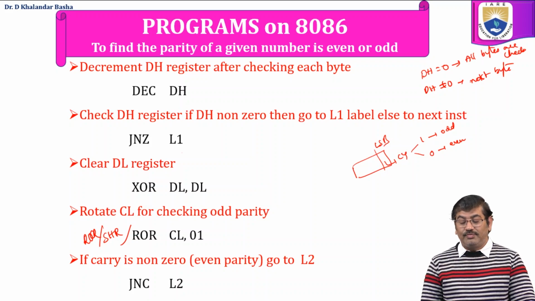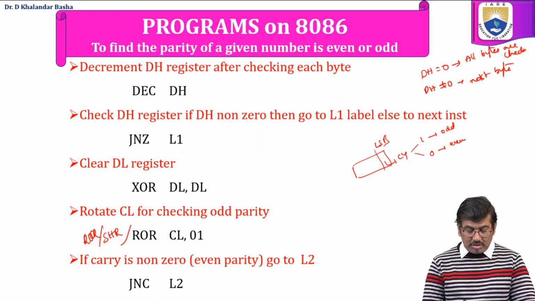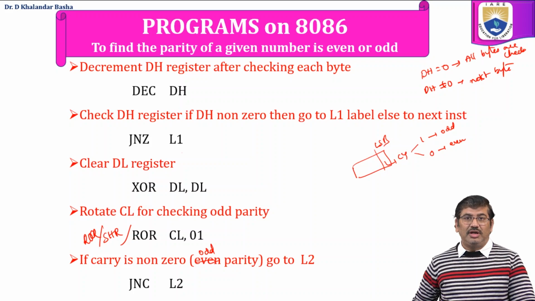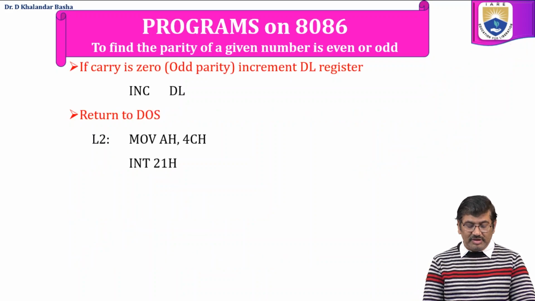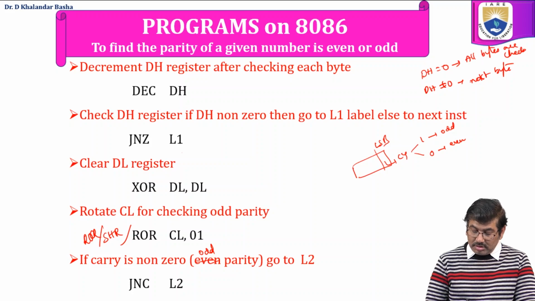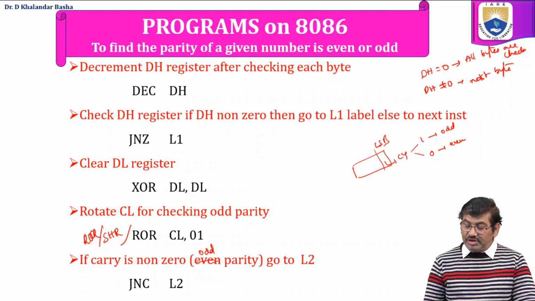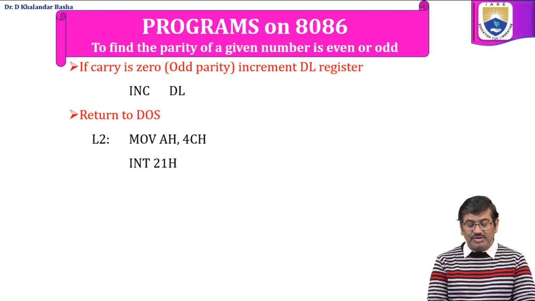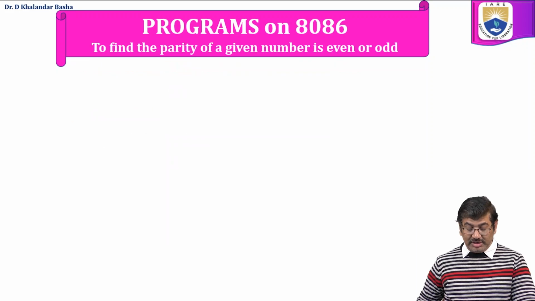If carry is non-zero, carry equal to non-zero indicates it is an odd parity. So go to label 2. What we will write in label 2 is, we will terminate the program. For odd parity, we go for incrementing the digit. When carry is equal to 0, it is even parity. Already DL is 0, so we just terminate the program by using MOV AH comma 4CH, INT 21H.